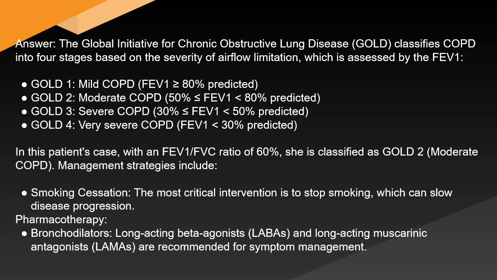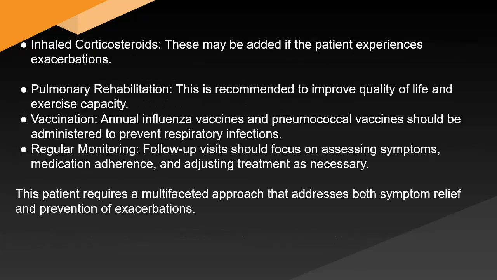Management strategies include smoking cessation. The most critical intervention is to stop smoking, which can slow disease progression. Pharmacotherapy, bronchodilators: long-acting beta-agonists (LABAs) and long-acting muscarinic antagonists (LAMAs) are recommended for symptom management. Inhaled corticosteroids may be added if the patient experiences exacerbations. Pulmonary rehabilitation is recommended to improve quality of life and exercise capacity.